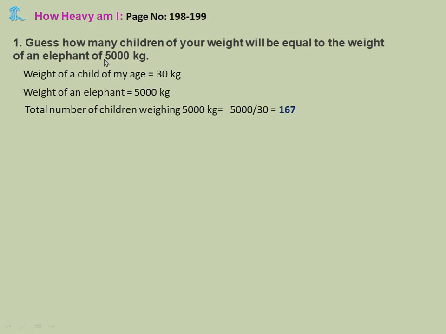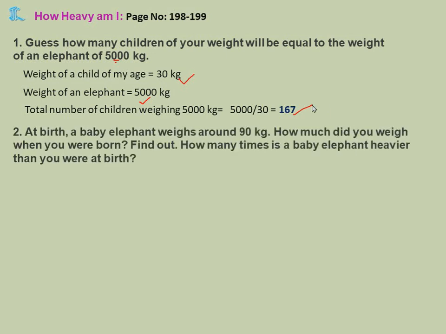Like the sums for whale you did in your first chapter. Okay. Now, how many children of your weight will be equal to the weight of an elephant of 5000 kg? So, elephant weight is given and your weight will be approximately 30 kg, children. Approximately 30 kg. So total, what is the weight of the elephant? 5000. So 5000, if you divide by 30, you will know how many children's weight will be there. Okay. Now, so how many children? Nearly 167 children.